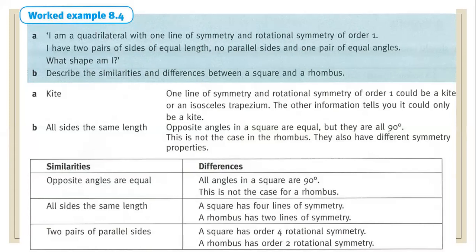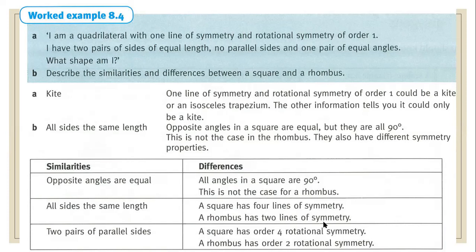Describe the similarity and the difference between a square and a rhombus. In a square all sides have the same length, and a rhombus also has all sides the same. They are quite similar. The opposite angles of the square are equal, and they are all 90. But in a rhombus, the angles are not 90. They have different symmetry properties. You can see the difference. Opposite angles are equal and all sides have the same length in a rhombus.